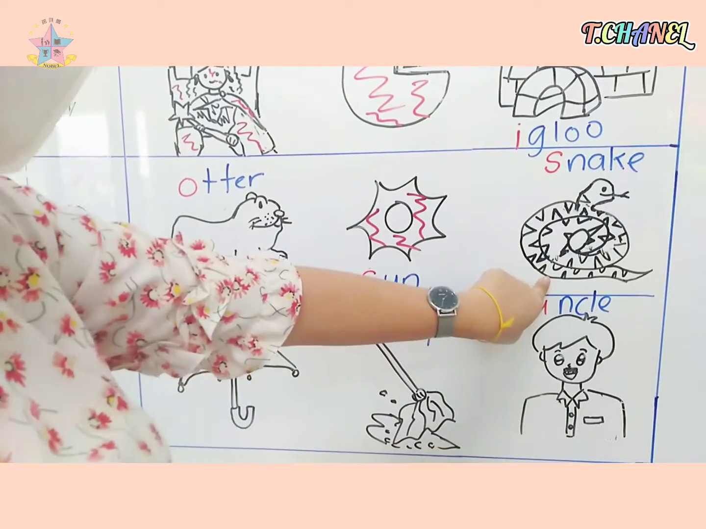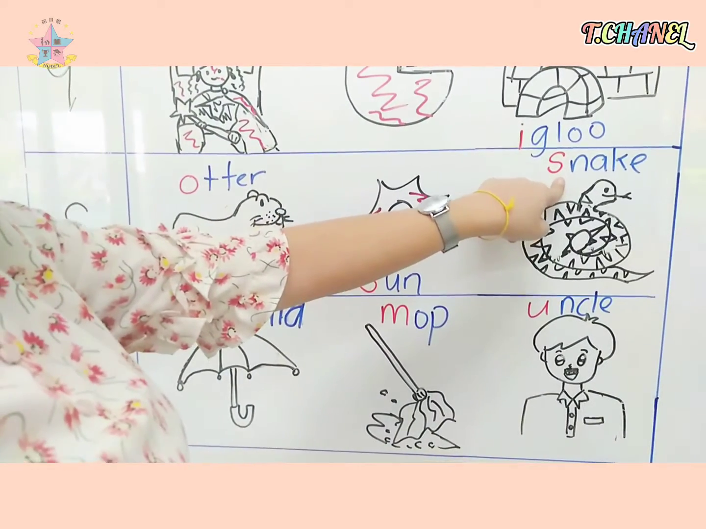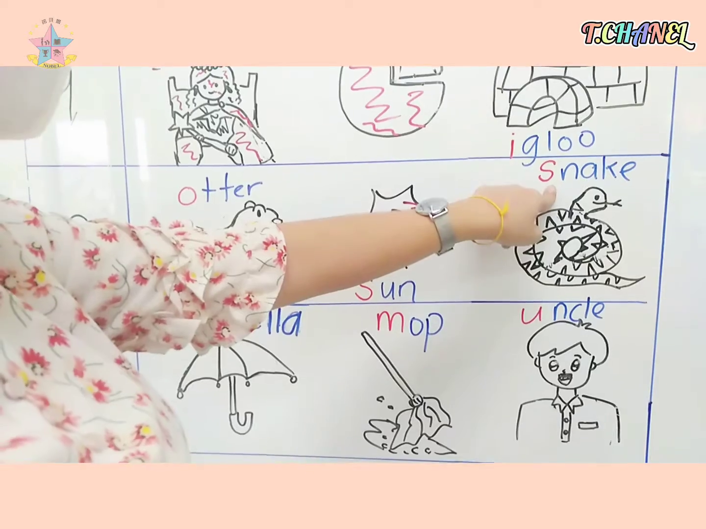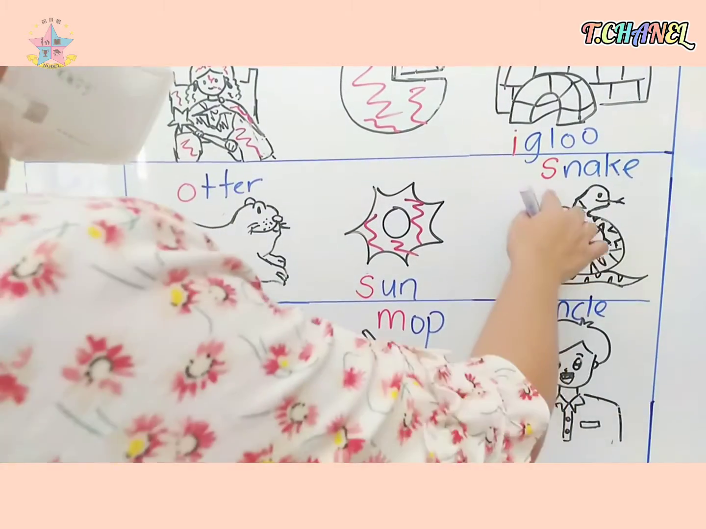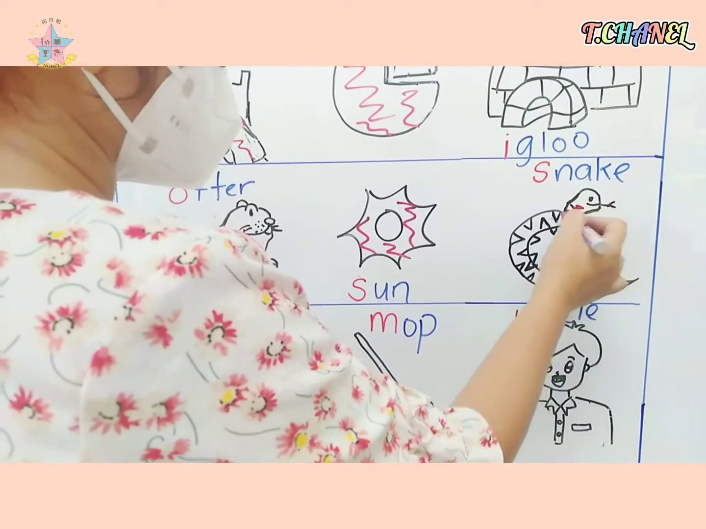What picture is this? This is the picture of snake. S, snake. S, snake. Is snake start with letter S? Yes. So you color the picture.